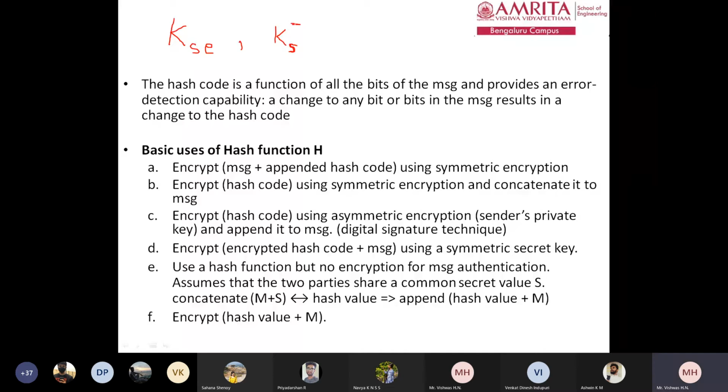And the key pair of this will be sender's public key. If you use plus, it is public key. If you use minus, it is private key. Please make note of these things. Am I clear?